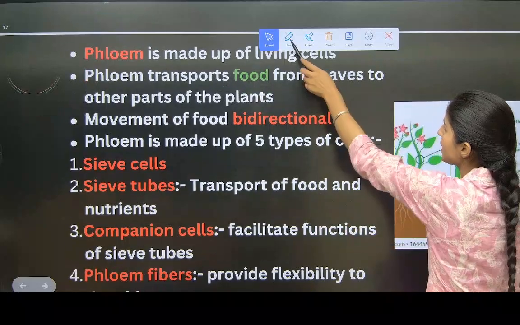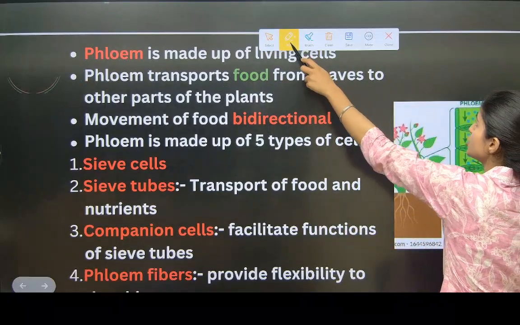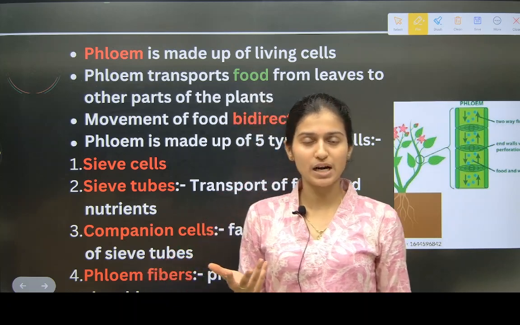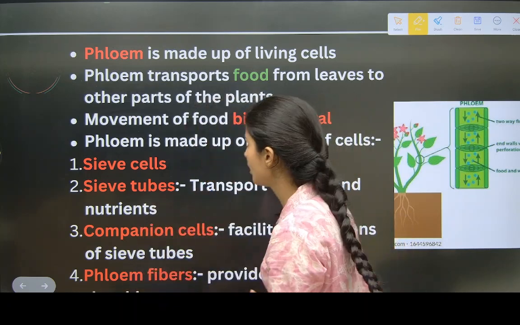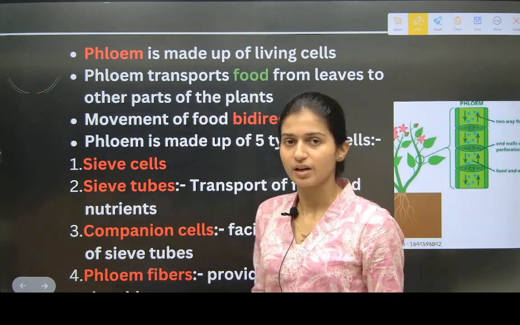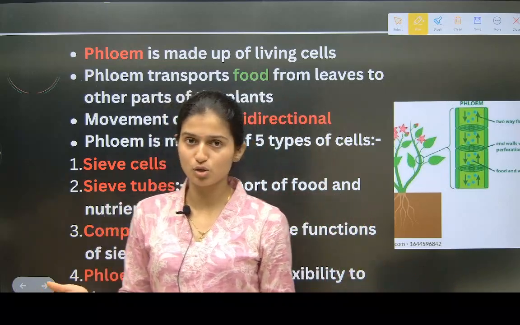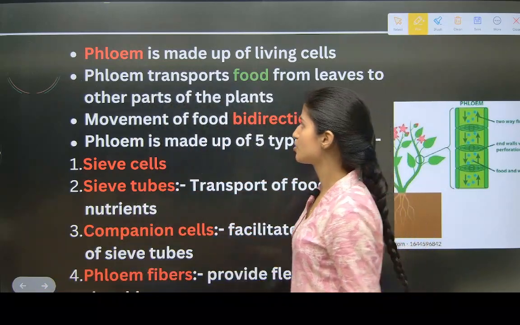Understood this. Now the next issue is phloem. So what does phloem do? Phloem transports photosynthetic material. We saw that xylem transports water and nutrients to the plants from the soil.